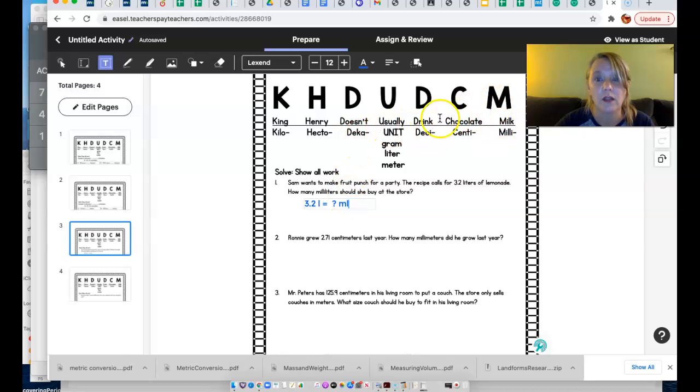Okay, so liters to milliliters, 1, 2, 3 spots to the right. And so our decimal would move 1, 2, 3 spots to the right. So it'd be 3,200, right? 3,200 milliliters.